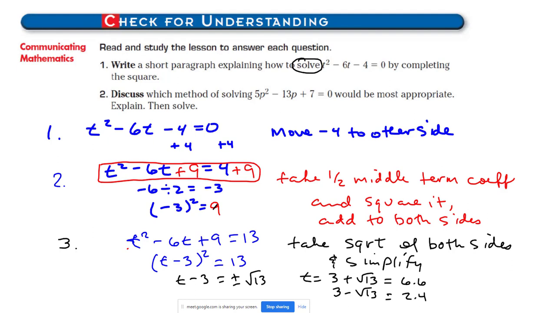So they're using t's instead of x's. Doesn't really matter. But this is going to cross the x-axis at 6.6 and 2.4. And then halfway in between is going to be the vertex if we needed to do the graph and everything like that.